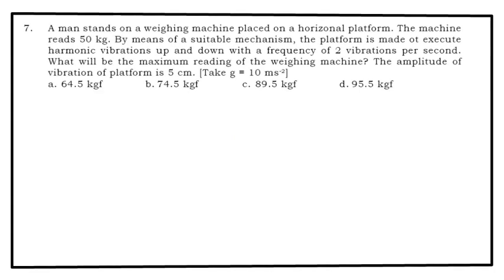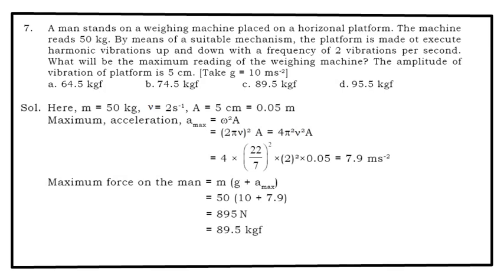A man stands on a weighing machine placed on a horizontal platform. The machine reads 50 kg. By means of a suitable mechanism, the platform is made to execute harmonic vibrations up and down with a frequency of 2 vibrations per second. What will be the maximum reading of the weighing machine? The amplitude of the vibration is 5 centimeter. Take g is equal to 10 meter per second square. Let us see the solution.